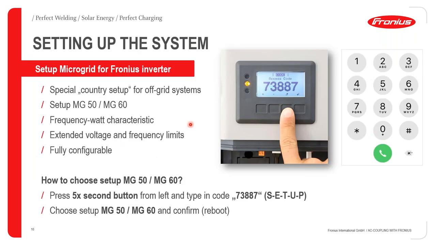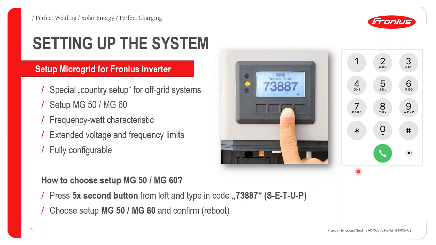So let's take a brief look into what I just said in the previous slide. For setting up the system, different countries or regions have their respective frequency that they operate with. For example, in Nigeria, we use 50 Hz, and then in the US, the operating frequency is 60 Hz. So with this, you could now select the respective frequency according to that in operation for your respective region. By doing so, you now select the setup menu, which is 73887.